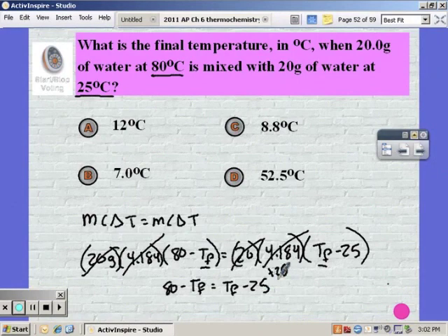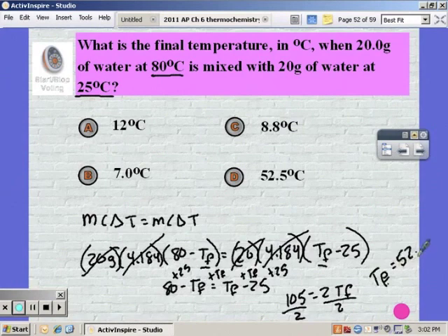Combine like terms. So we have 105 is equal to 2 TF. So the final temperature is 52.5. Notice it's between 25 and 80, which is what we would expect.